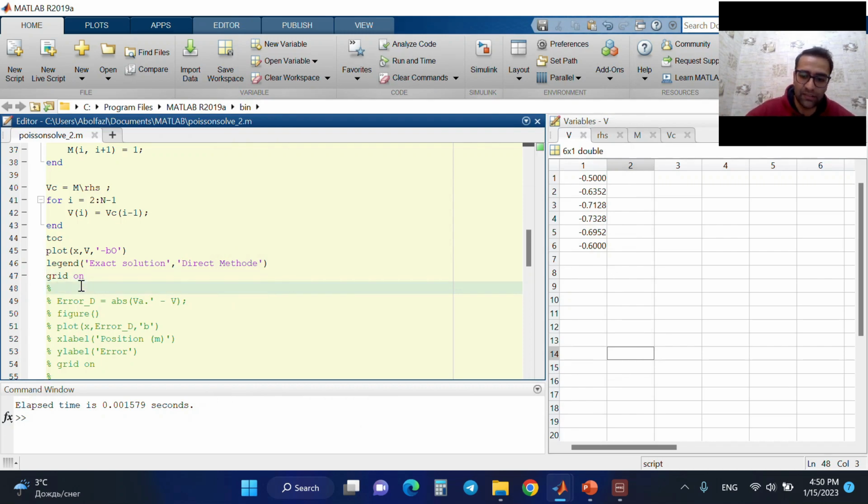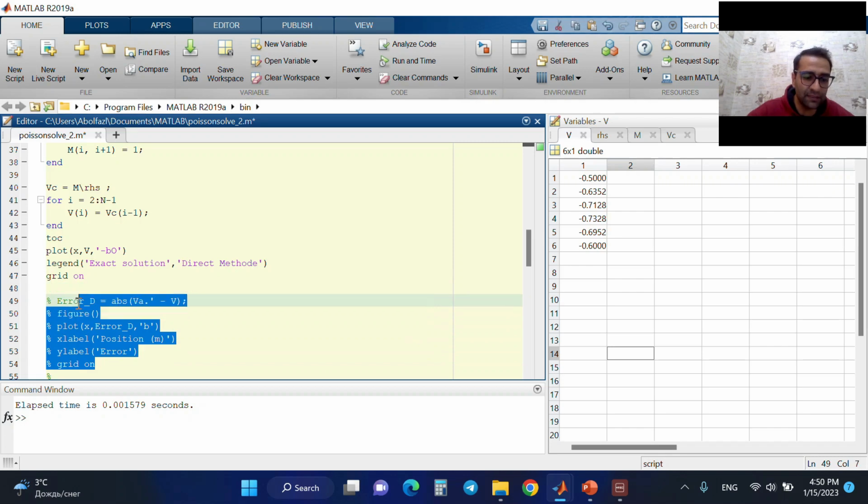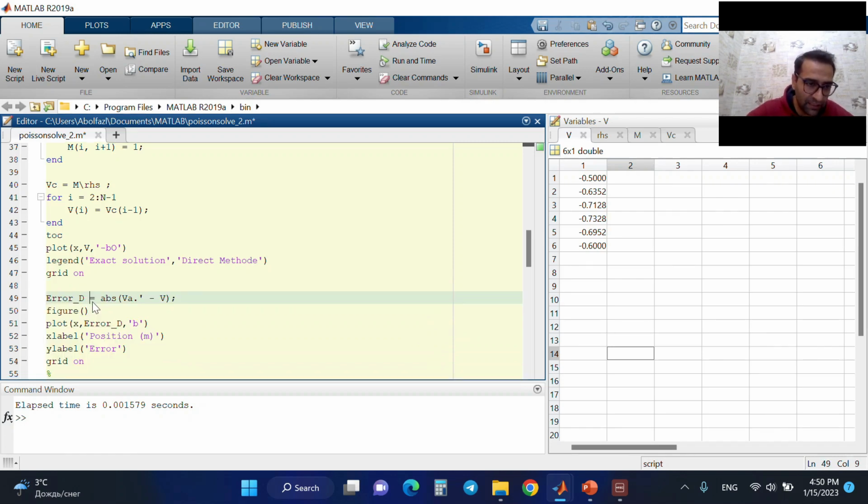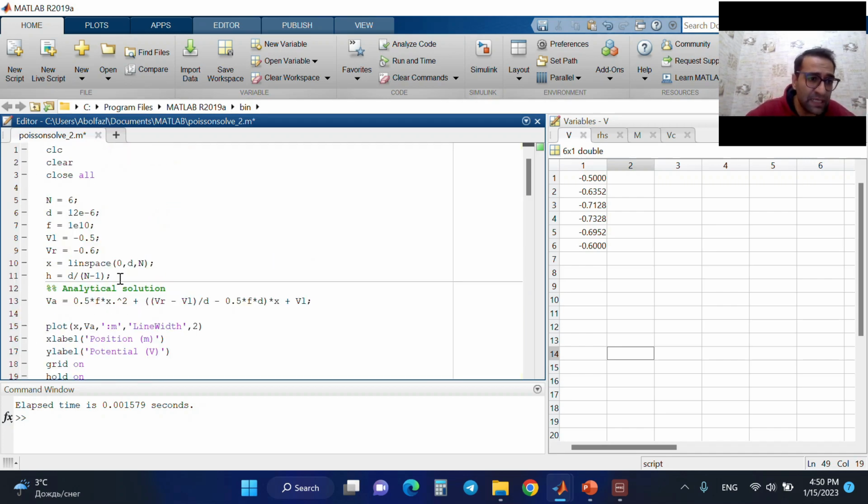Now that we found the solution, let's check the error. I defined ED with the absolute difference between the analytical solution and the numerical solution using the direct method. And just be careful, guys. We found VA here. Let's look at the VA.